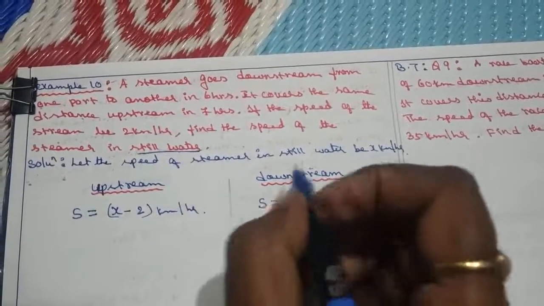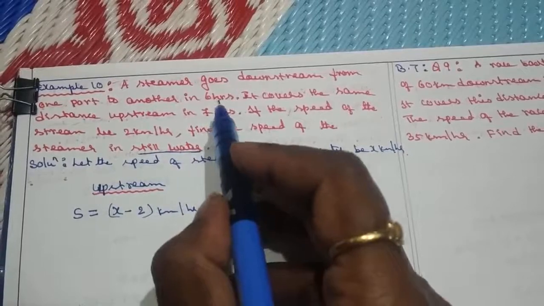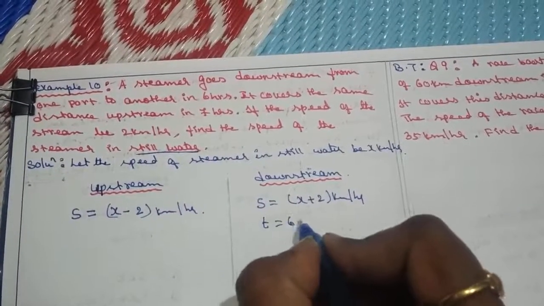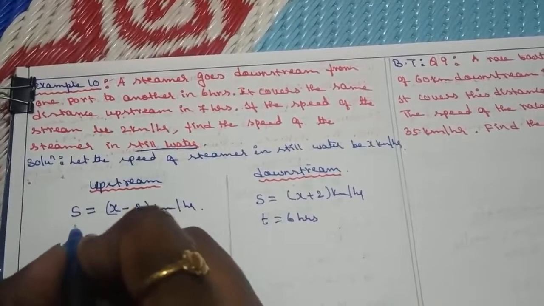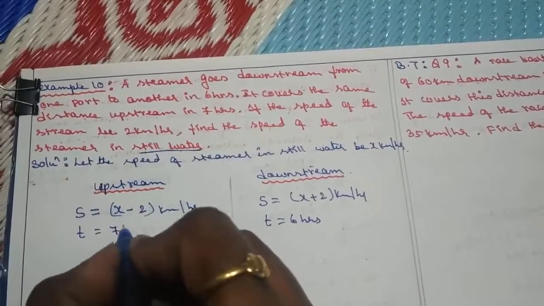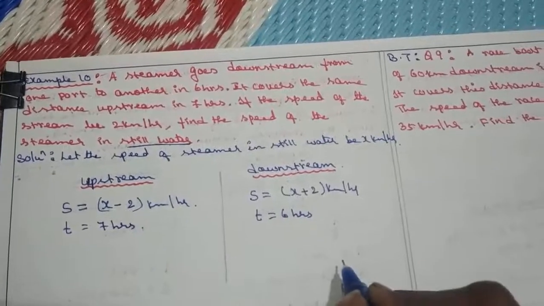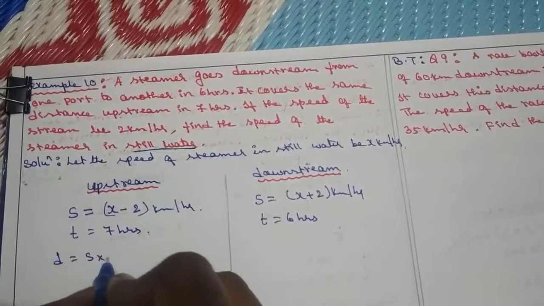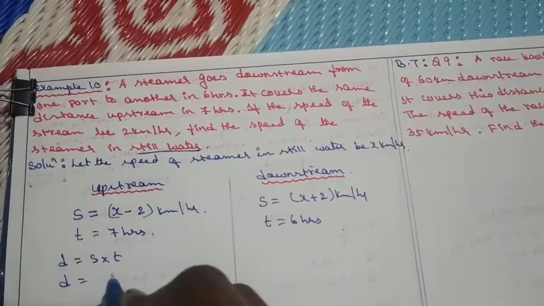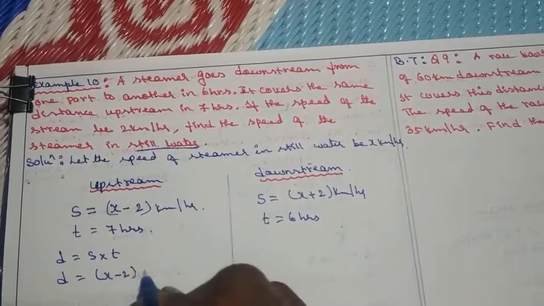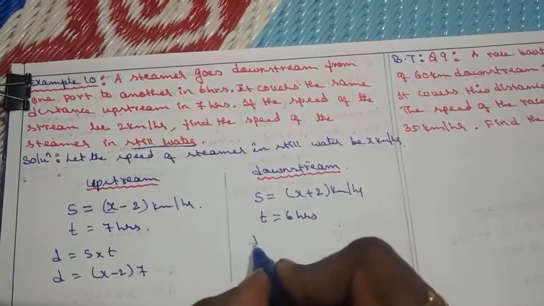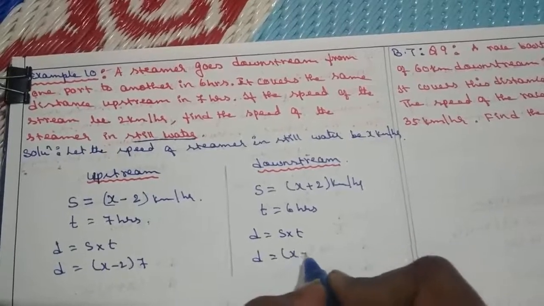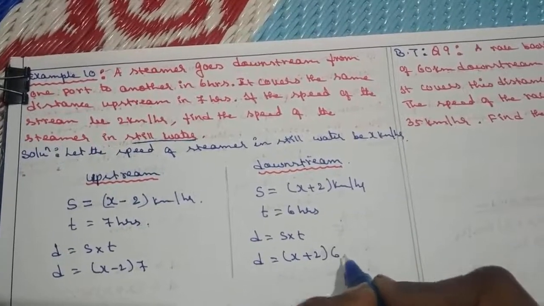And the time is also given. It takes to cover, in downstream it takes 6 hours time, whereas in the upstream it takes 7 hours for the same distance. So we know that distance is equal to speed into time. Then distance equal to speed is x minus 2 and the time is 7. And here distance equal to speed into time. Then distance equal to x plus 2 into time taken is 6 hours.